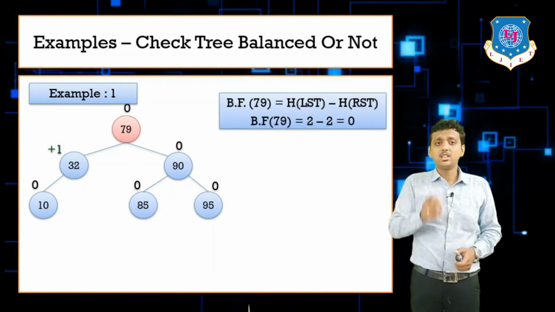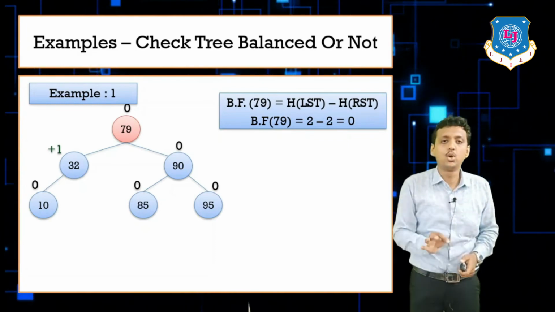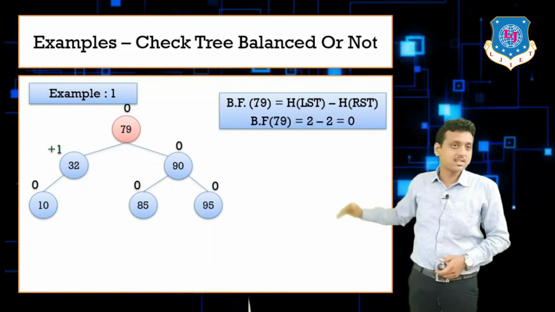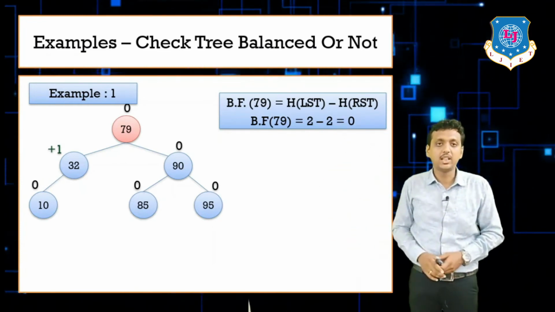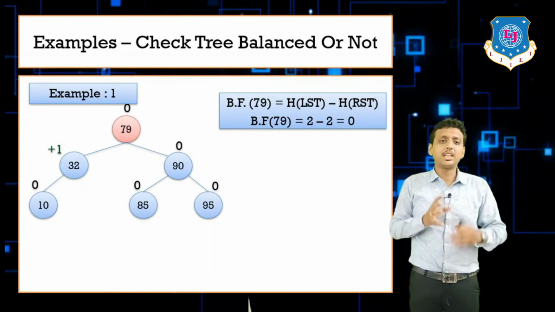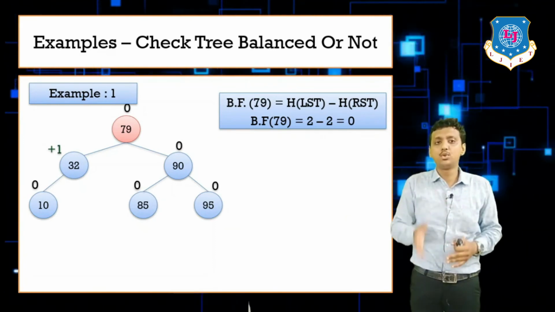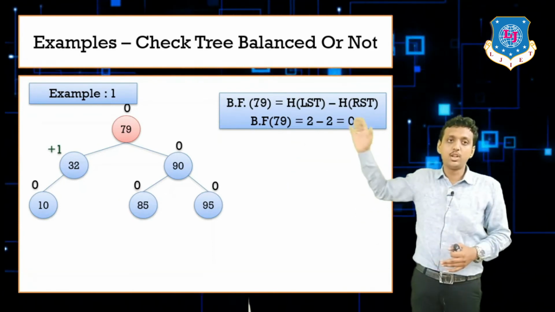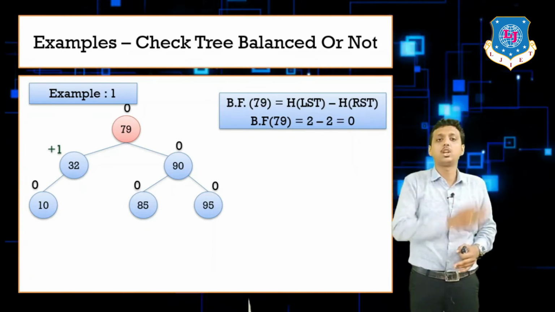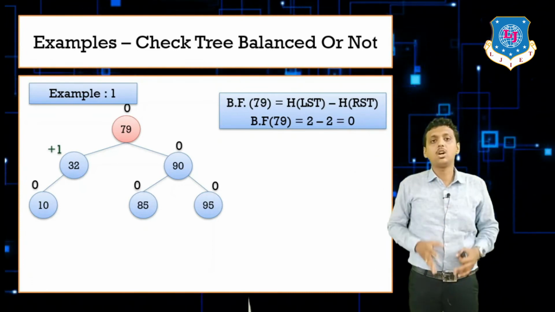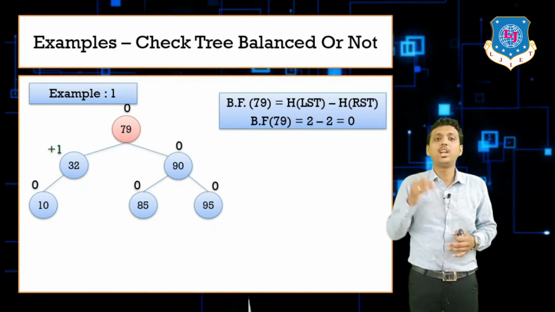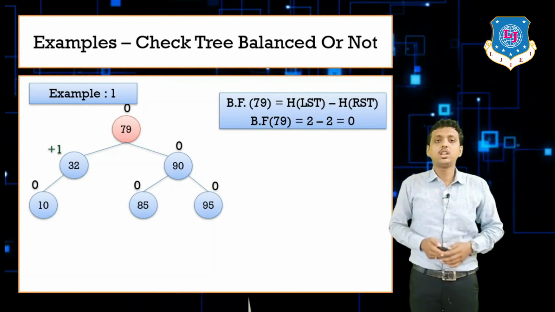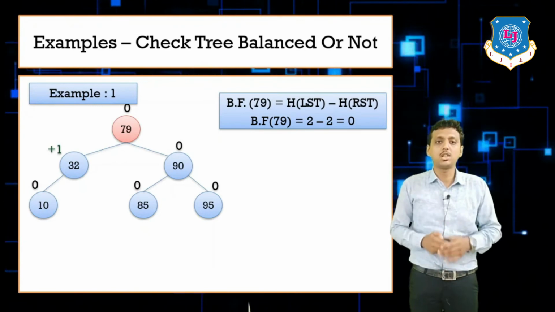Students, never make a mistake of calculating the number of nodes in the left subtree. Here we need to count levels. Count levels for height. Many students make the mistake of just calculating the number of nodes. In the LST we have 2 nodes, in the RST we have 3 nodes, so 2 minus 3 becomes minus 1. It's totally wrong, because we just need to count the number of levels in the left subtree or right subtree. So the balancing factor of 79 becomes 2 minus 2 equals 0.